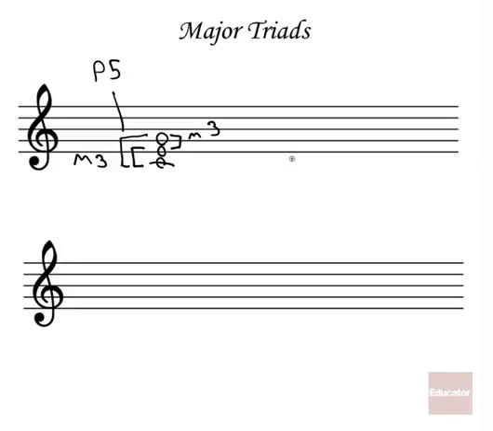Let's look at the other example we had in E major. And we can see that, of course, it has the same structure, with E to G sharp being the major third and G sharp to B being the minor third.